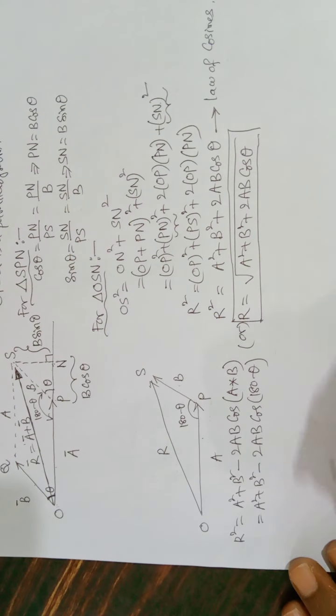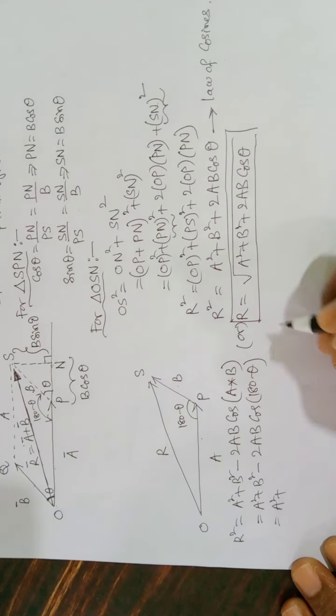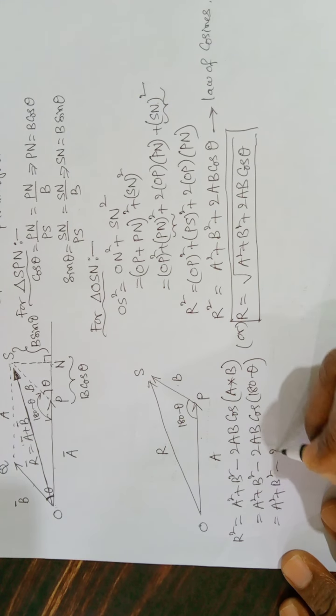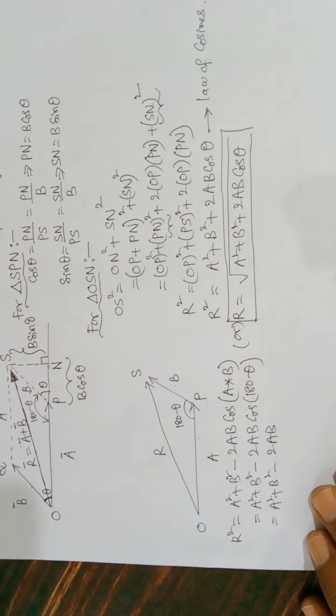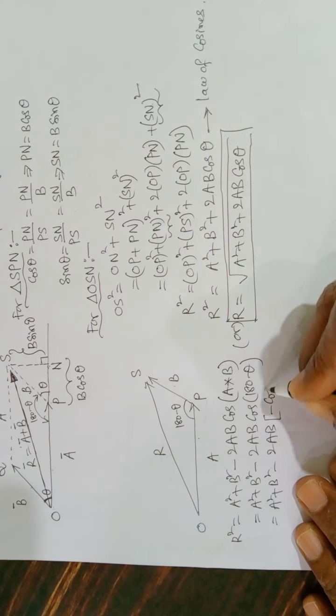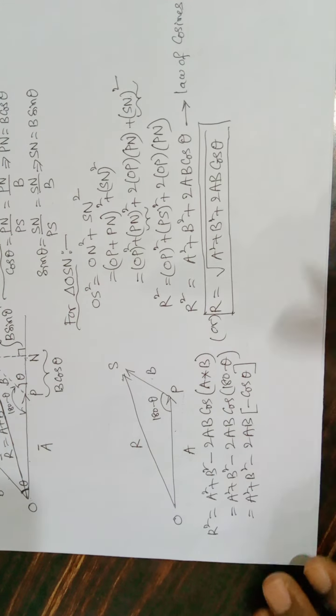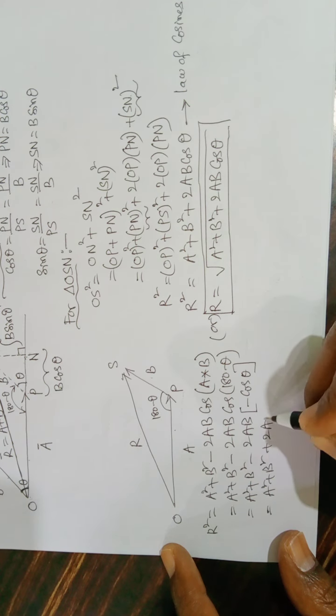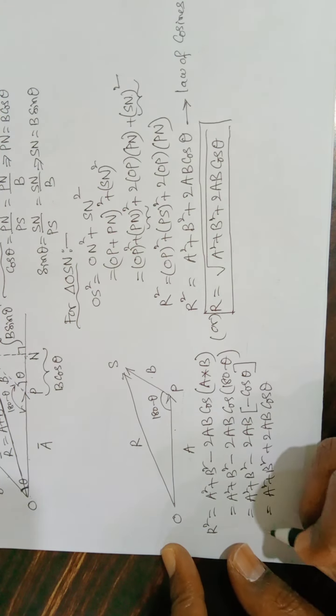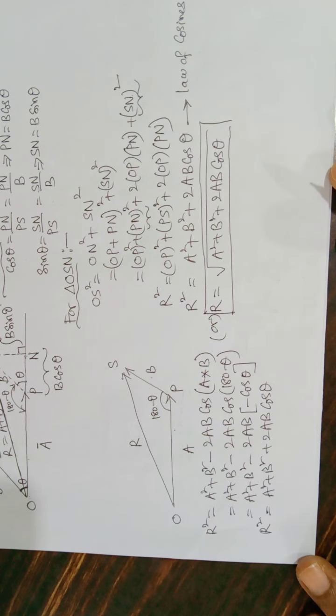180 minus theta. Now a square plus b square minus 2ab cos (180 minus theta). This comes in the second quadrant, and in the second quadrant cos is negative. So you write minus cos theta. So you get R square is equal to a square plus b square plus 2ab cos theta. In this way, according to the law of cosines, we get this. This is the law of cosines.